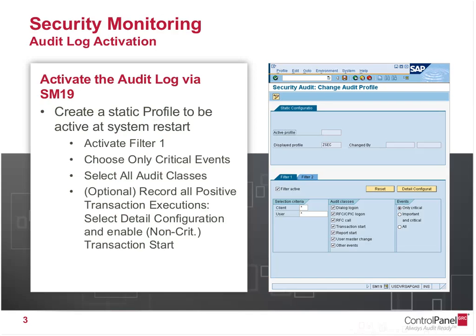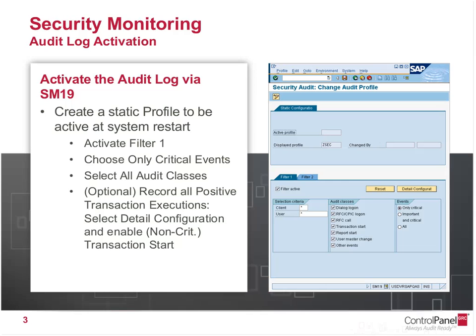When you set this up, you'll want to set your filter so that it's active for all users. You can see we've got the audit classes selected, all of them are there, and the events are set at only critical. So this would show us things like invalid logon attempts and transaction starts that fail when someone doesn't have appropriate access. As an optional setting, if you click the Detail Configuration button, you're able to say that we want to record positive transaction executions. This will give you an idea of what transactions people are actually running in your system.